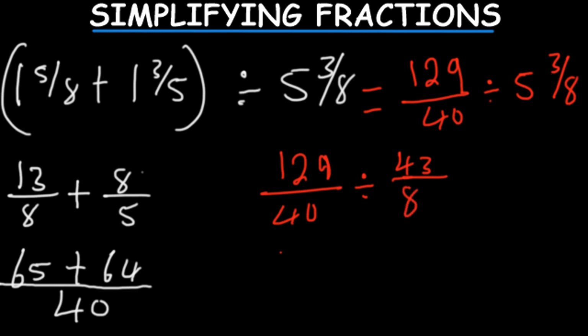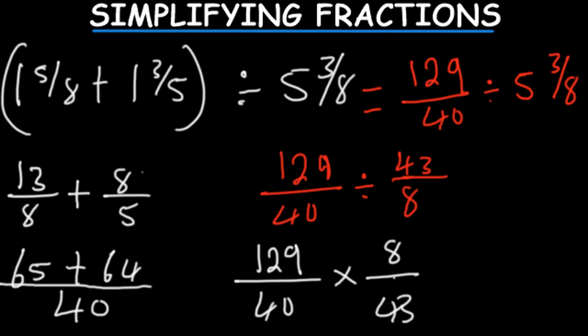Now the next thing we need to do is to change this. Perhaps you have heard about the words keep, flip, and change. So you need to keep this, change the sign to multiplication, and flip the fraction by taking the denominator to the numerator and the numerator back to the denominator. So we are going to have 129 over 40 multiplied by 8 over 43. We just flip this: take 8 up and bring 43 down.